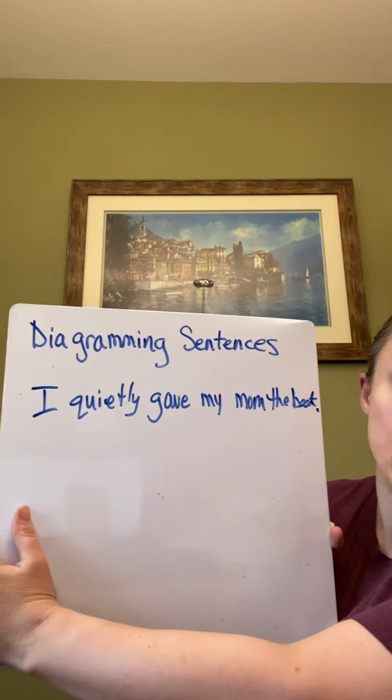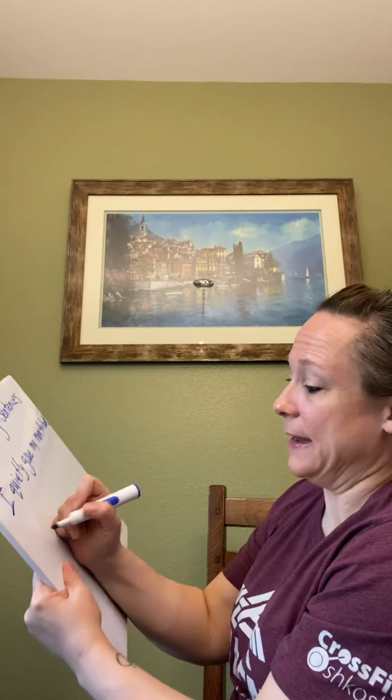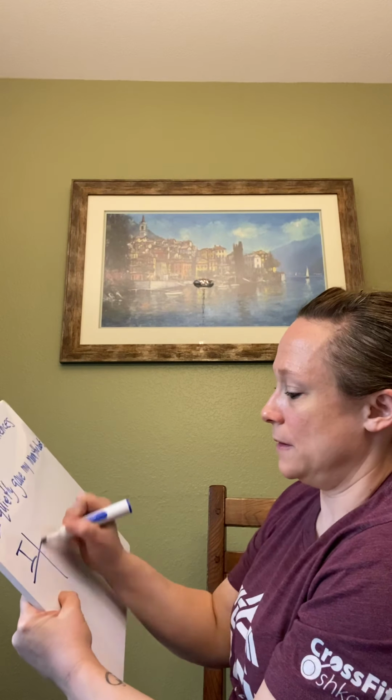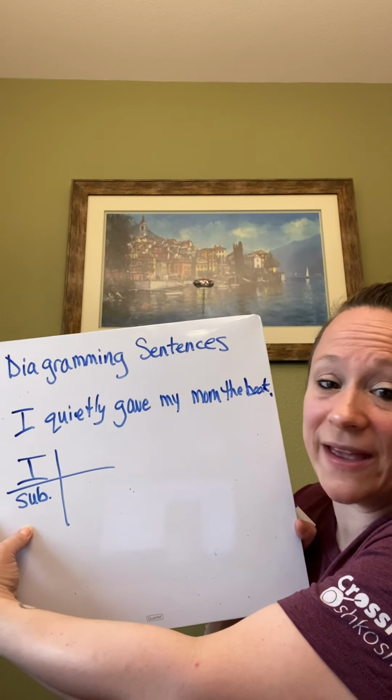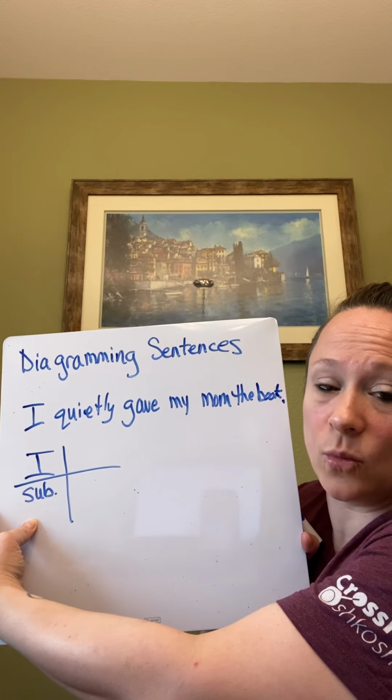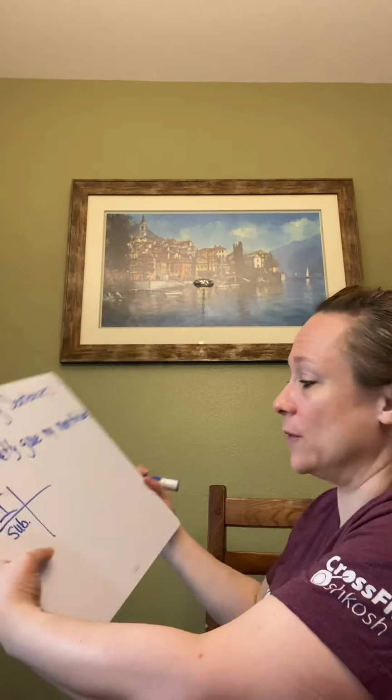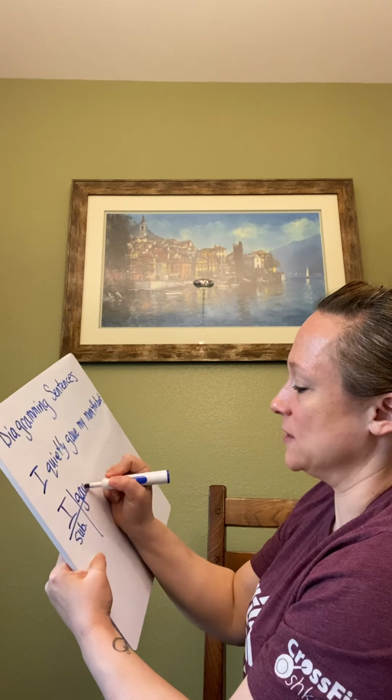I quietly gave my mom the book. Okay, so this has a little bit of everything in there, okay? So we have our subject, I, is our subject. Then we need to think, what is our action word? Quietly is not our action word. What did they do? They gave, okay? So gave is our action, that's our verb.